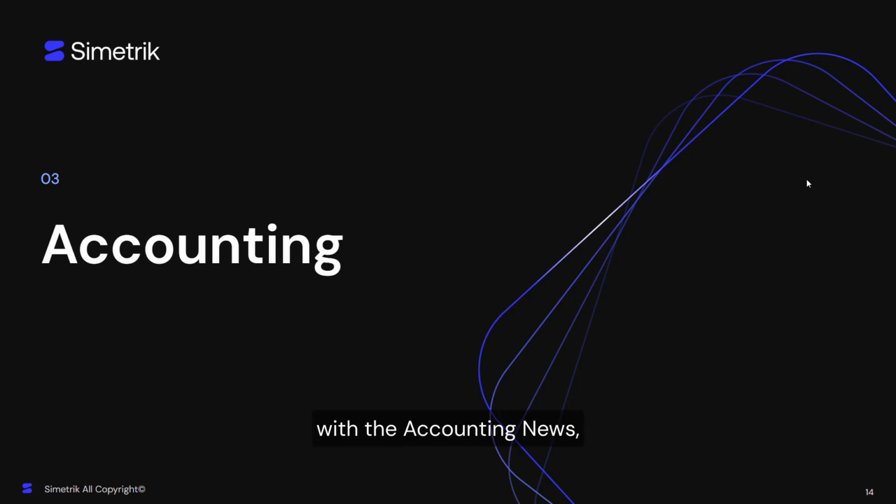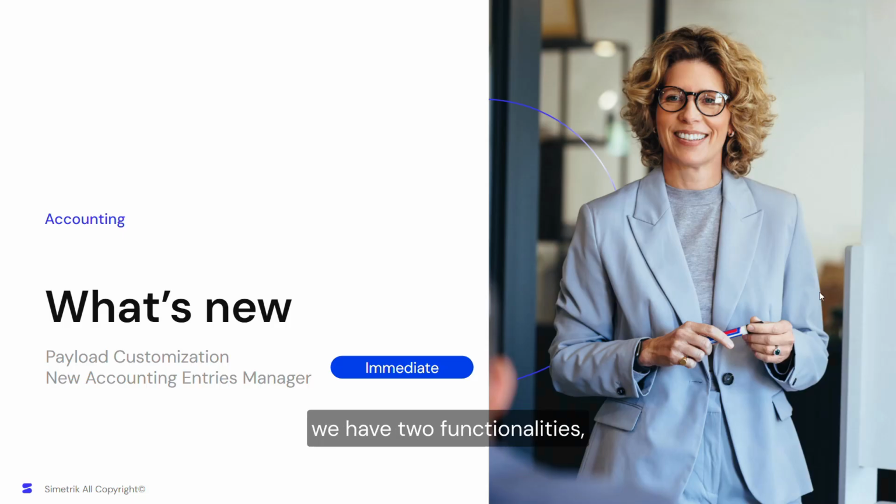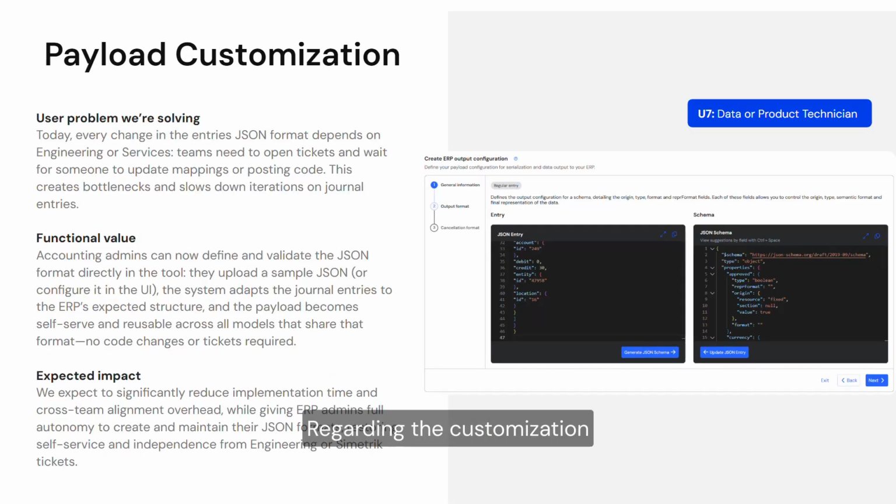We close with the accounting news, where you will know the configuration and management tools that arrive with this version 2.6. In the accounting section, we have two functionalities: the customization of ERP structures and new journal entry manager. Regarding the customization of ERP structures, this feature allows accounting administrators to define and validate the JSON format directly in the tool, adapting the journal entries to the structure expected by the ERP.